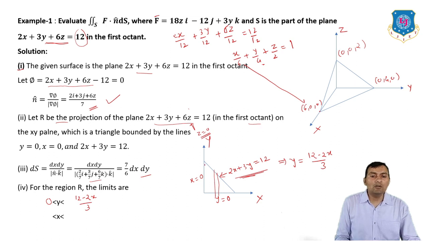So here we can notice that the strip parallel to y-axis that we can consider is from x equal to 0 to x equal to 6. This point is (6, 0) and this point is (0, 4). So we can consider the strip parallel to y-axis, starting from x equal to 0 to x equal to 6. That you can realize from this figure. So this is the limit for x.